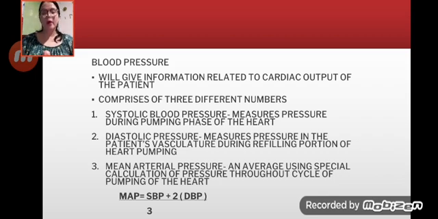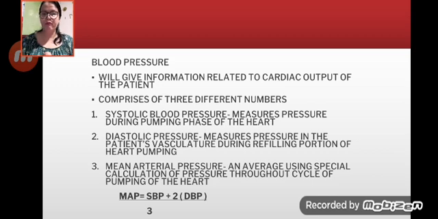pumping. So how are you going to identify the systolic and, of course, the diastolic? So the first sound that you will be hearing while inflating the bulb of the blood pressure cuff is what we call the systolic pressure. And the last sound that you will be hearing is what we call the diastolic pressure. And the last one would be the mean arterial pressure, wherein this one is an average using a special calculation of pressure throughout the cycle of pumping of the heart.